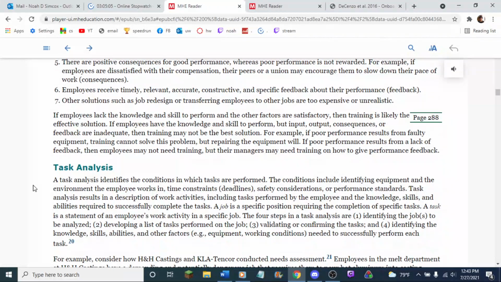If employees lack the knowledge and skill to perform and the other factors are satisfactory, then training is likely the effective solution. If employees have the knowledge and skill to perform, but input, output, consequences, or feedback are inadequate, then training may not be the best solution. For example, if poor performance results from faulty equipment, training cannot solve this problem, but repairing equipment will. If poor performance results from a lack of feedback, then employees may not need training, but their managers may need training on how to give performance feedback.